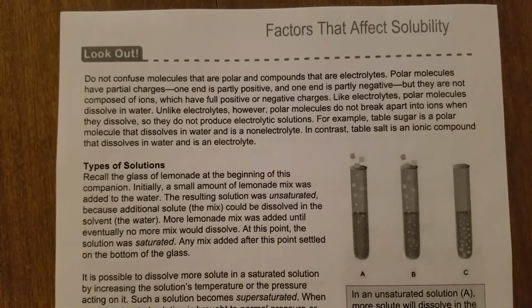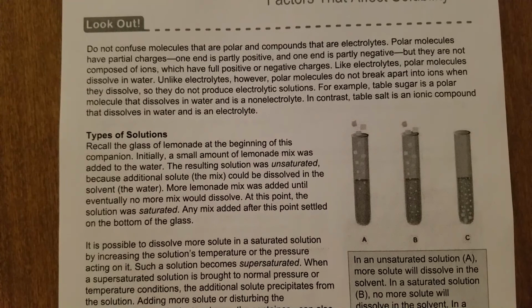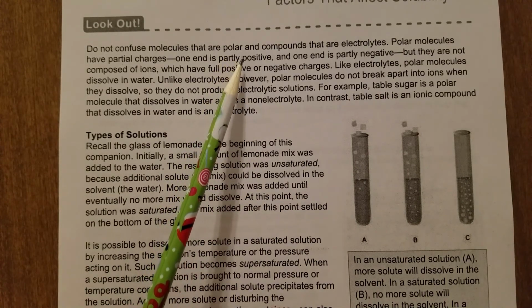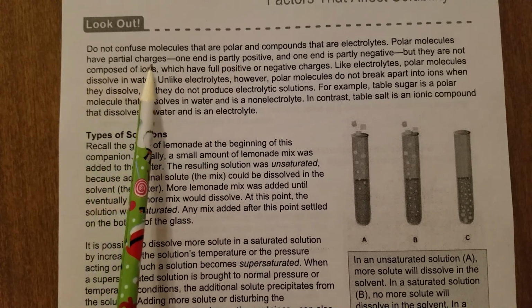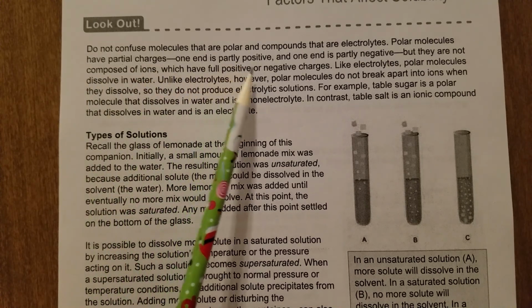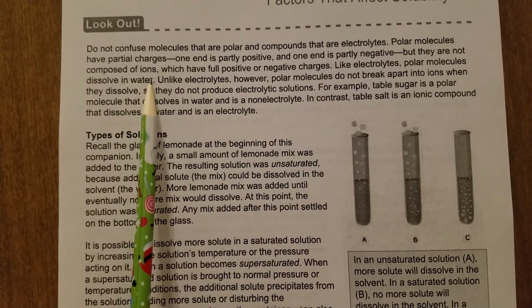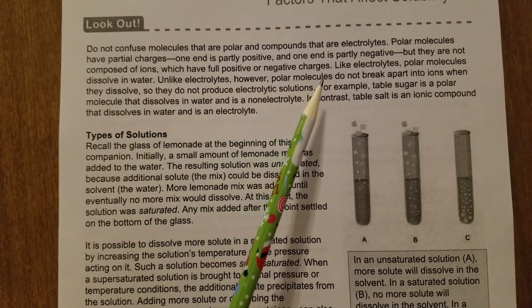Okay, page 4. Look out. Do not confuse molecules that are polar with compounds that are electrolytes. Polar molecules have partial charges. One end is partially positive and one end partially negative, but they are not composed of ions, which have full positive or negative charges.